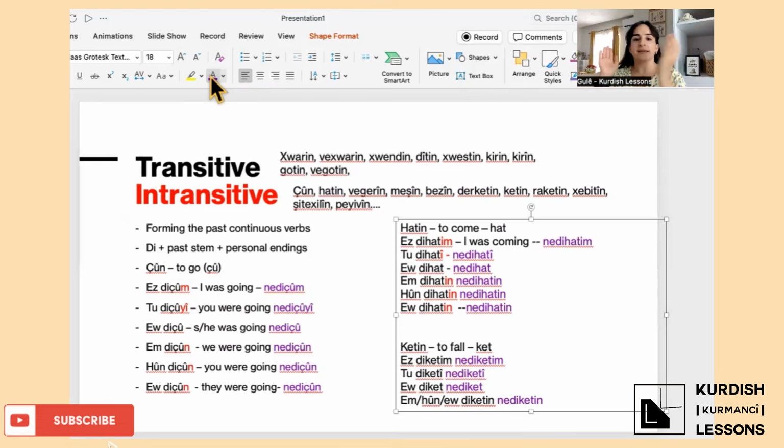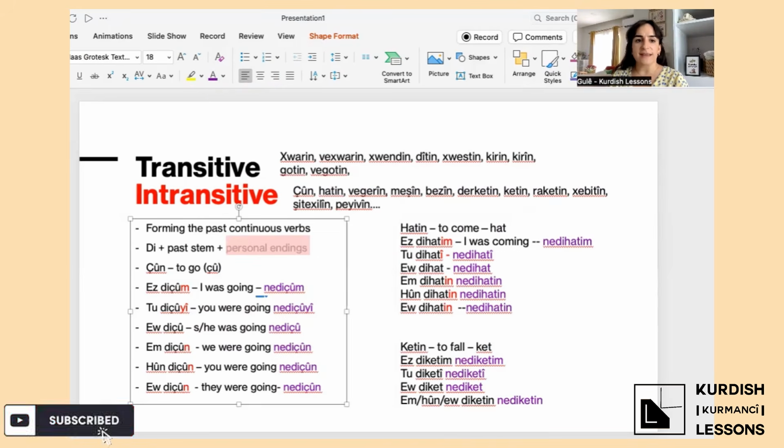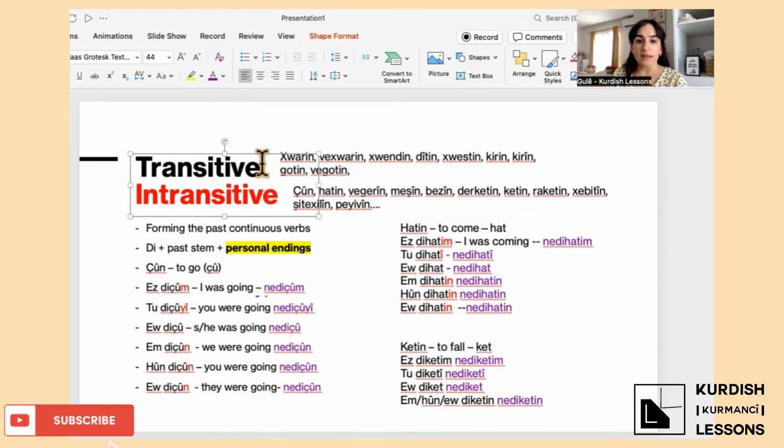So, just keep in mind when the verb is intransitive, the personal endings that are added at the end are related to a subject, right? It's as the hatam, to the hati, or the hat, nothing, am hun or the hatam. So now let's have a look at the transitive form. This is the confusing part.